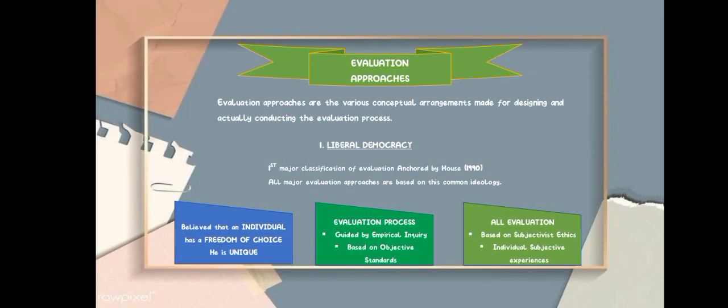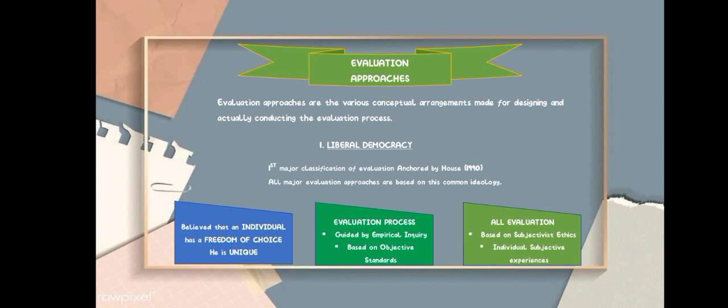Evaluation approaches are the various conceptual arrangements made for designing and actually conducting the evaluation process. So when we say evaluation approaches, these are distinct ways to think about designing and conducting evaluation efforts, to help solve problems or to conduct an evaluation for your learners.